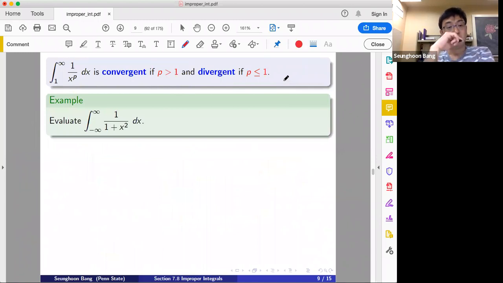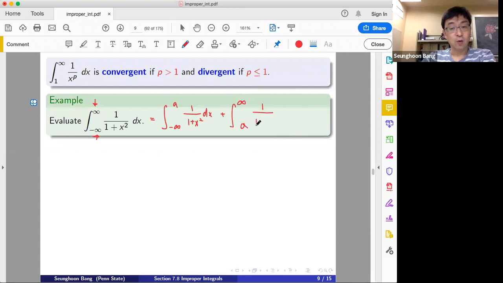The next tip. Evaluate negative infinity to positive infinity 1 over 1 plus x squared. Right? So what does it mean? The top one is positive infinity, the bottom is negative infinity. The idea: you can change it to the integral from minus infinity to a of 1 over 1 plus x squared dx plus the integral from a to infinity of 1 over 1 plus x squared dx. You can split these two improper integrals. This is the idea. So what's a? Any real number.